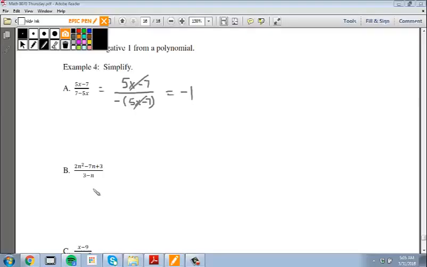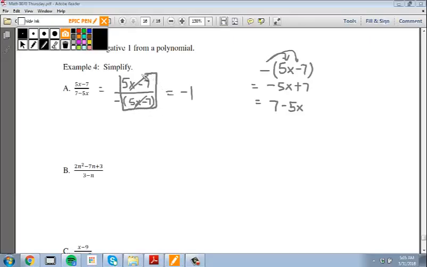Alright. Again, if you're not sure what's going on here, negative 5x minus 7, how did I get that? You can distribute this to check: negative 5x plus 7, and then you can rewrite the 7 first to get 7 minus 5x. And of course, 5x minus 7 over 5x minus 7 is 1, and so then that just becomes negative 1.